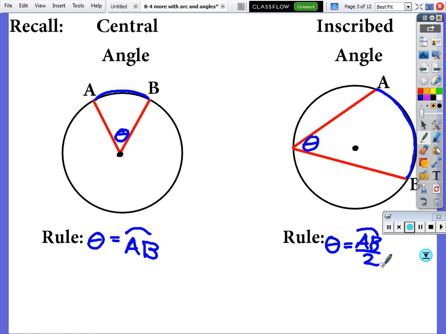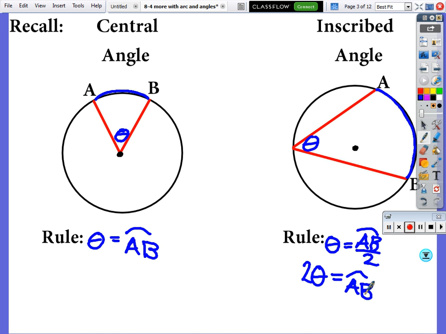Or you could say that if we multiply that angle by 2, it's going to equal that arc, right? So 2 times theta is equal to arc AB. Same thing, I'm just writing them differently. So just keep in mind, guys, this angle is half the amount of that arc. An inscribed angle is half the amount of its intercepted arc.